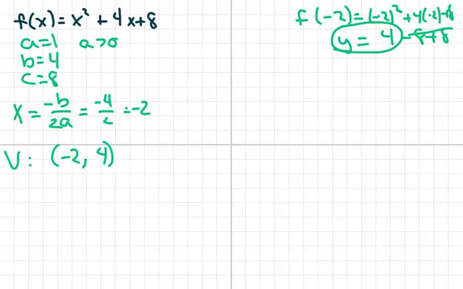So let's go. Where's my axis of symmetry? Negative 2. So I'm going to draw that. And then we're going negative 2 to 4.